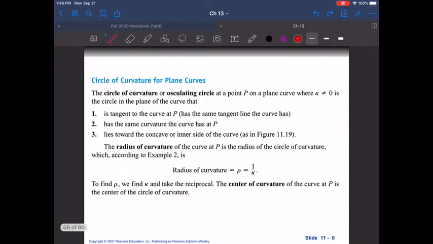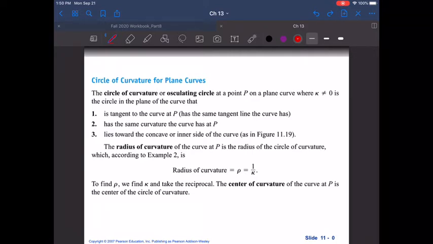All right. Circle of curvature for plane curves. The circle of curvature, or osculating circle, at a point P on a plane curve where kappa does not equal 0 is the circle in the plane of the curve that, one, is tangent to the curve at P, so it has the same tangent line the curve has; two, has the same curvature the curve has at P; and three, lies toward the concave or inner side of the curve. We'll look at a picture here in just a moment.